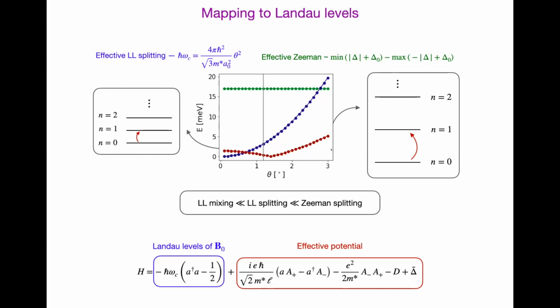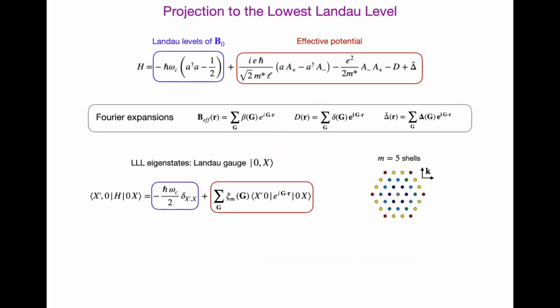And finally, in red, I'm showing the matrix elements that would mix the zeroth and the first Landau level. So interestingly, you see that there is a region where the Landau level splitting is much larger than the Landau level mixing. So it's further motivated to project just to the lowest Landau level. So I will do it.